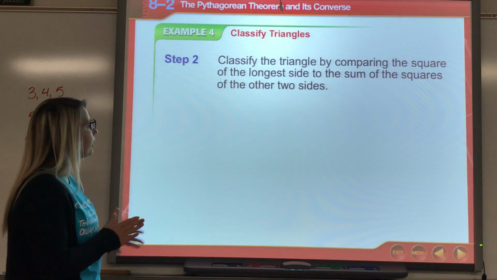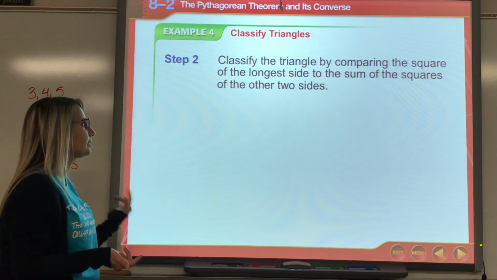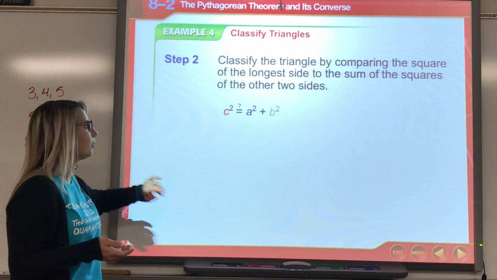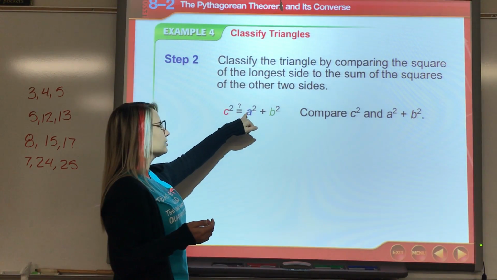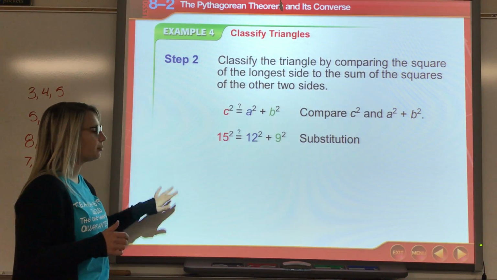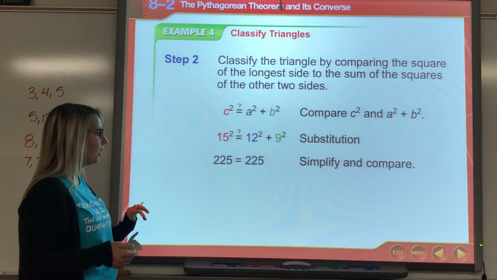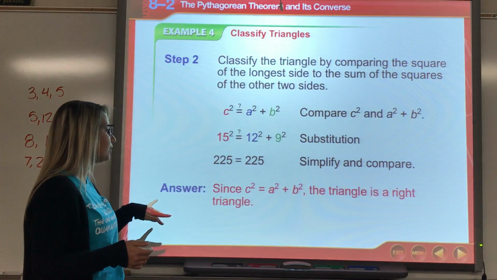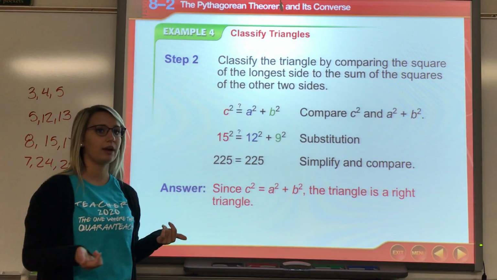Now step 2 here, we're classifying the triangle by comparing the square of the longest side to the sum. We're just applying it into the Pythagorean theorem or inequality. Okay, so we want to know, is c squared equal to a squared plus b squared? So we go ahead and plug in 15, 12, and 9 for those sides. And we get 225 equals 225. So since they're equal, then this triangle is a right triangle.